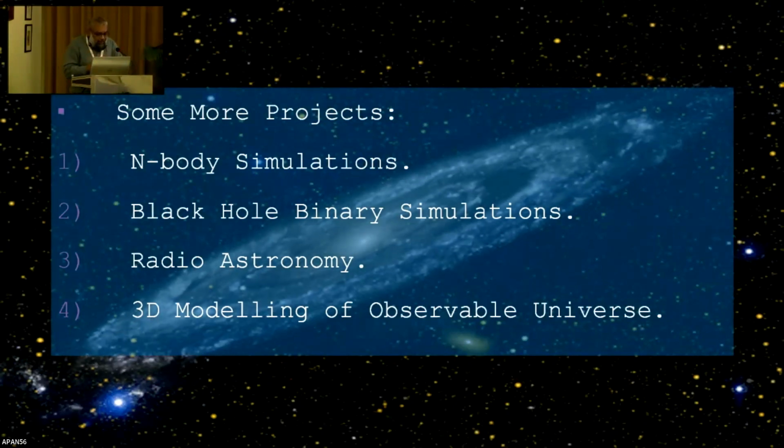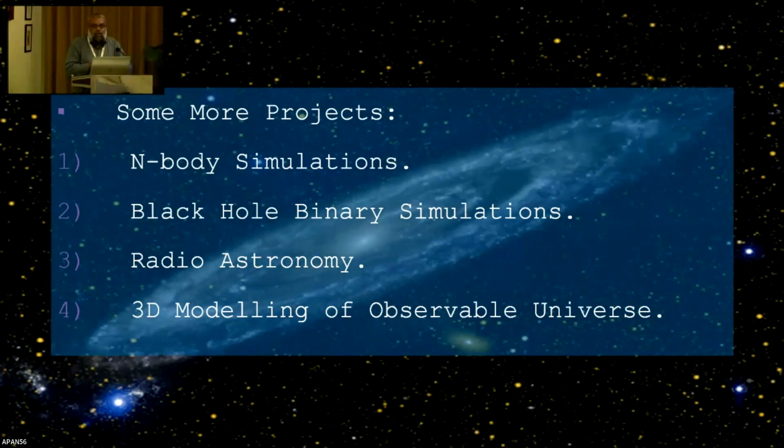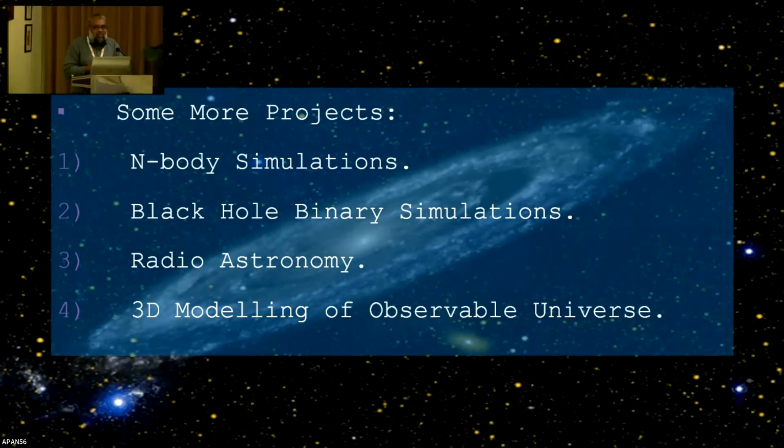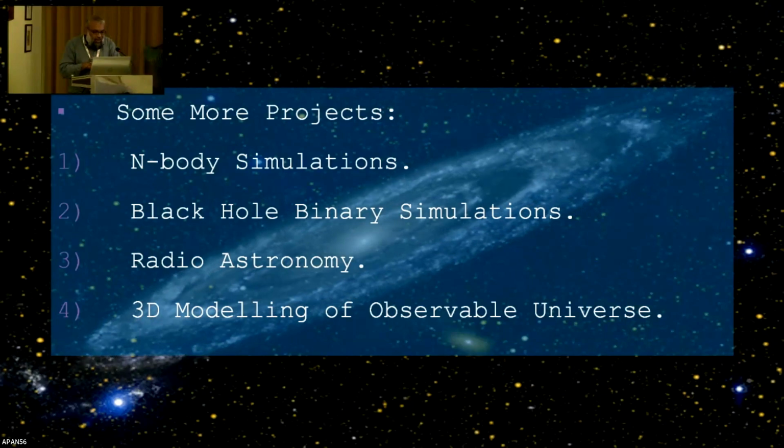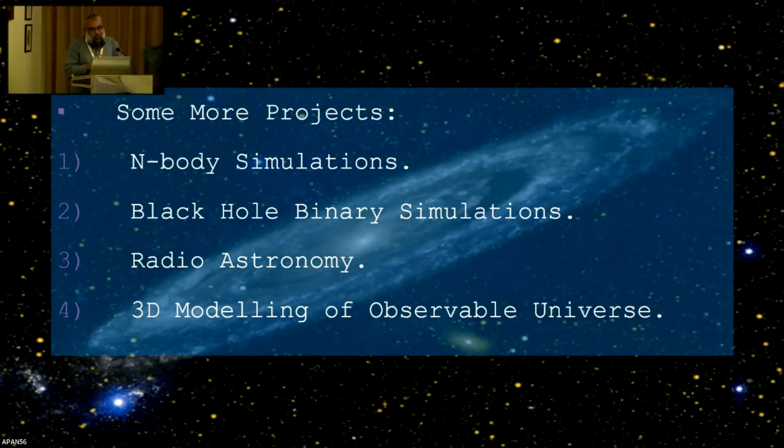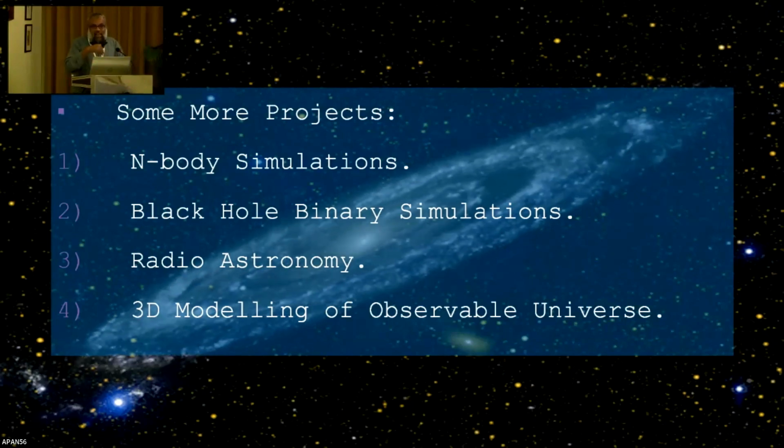Again, there is the use of AI, ML and big data. In radio astronomy, obviously, the number of signals we are receiving is large. And 3D modeling of the observable universe is also one of the key projects, and obviously there is use of AI and the metaverse.